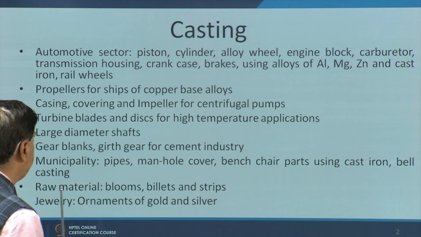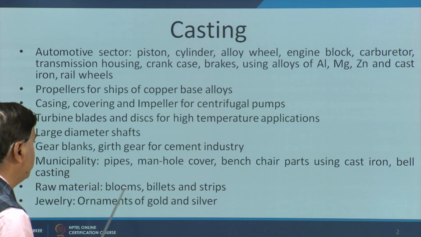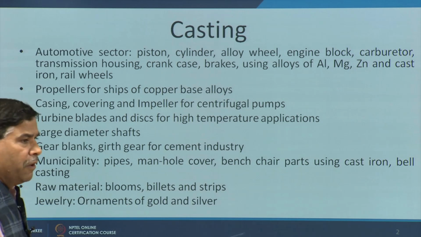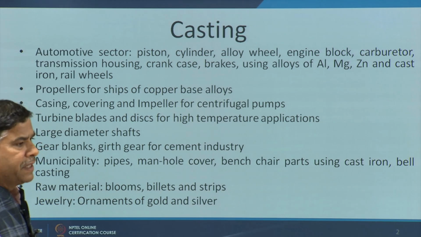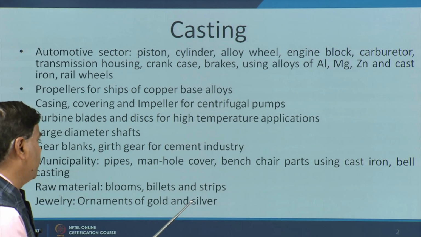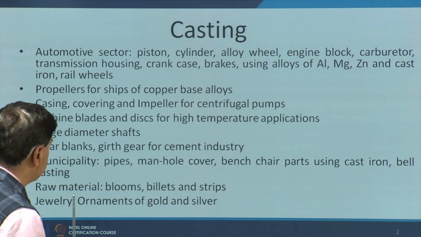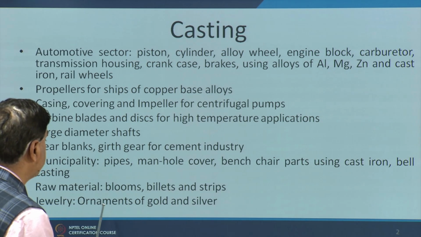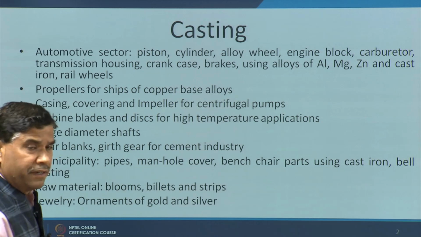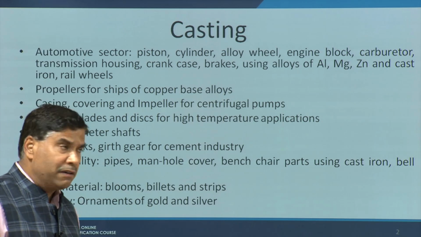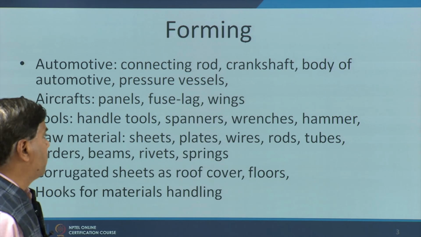Casting is also used for making raw materials in the form of blooms, billets and strips, when the material is extracted from the ore and then in molten state it is processed to produce blooms, billets and strips by the casting process. And casting is also used for making jewelry, so that ornaments of gold and silver are made by jewelers using the casting process.